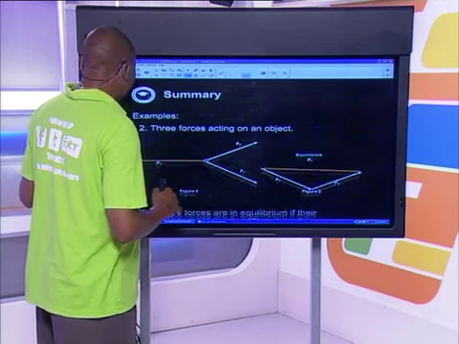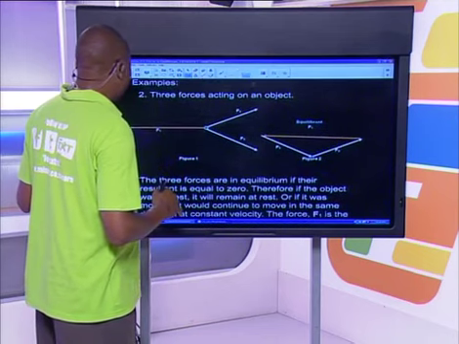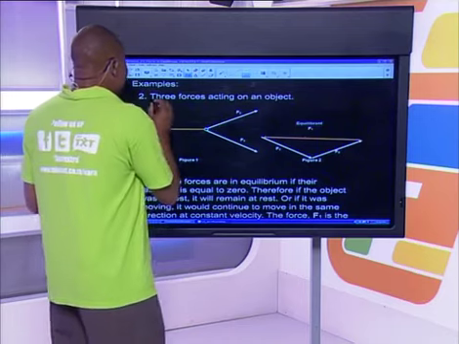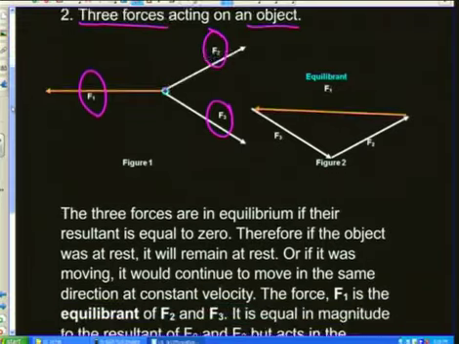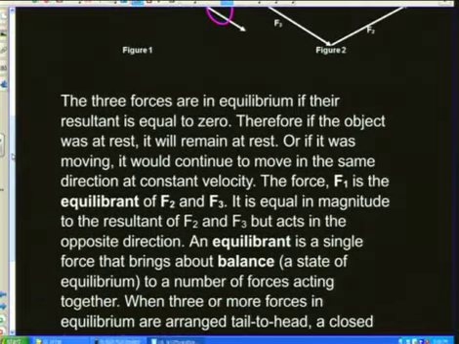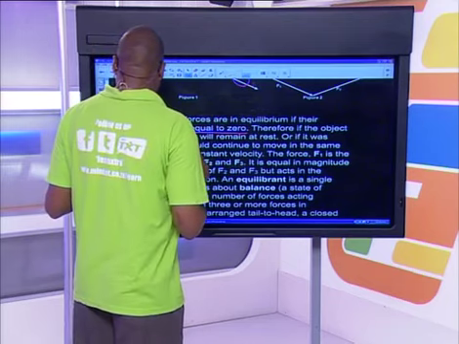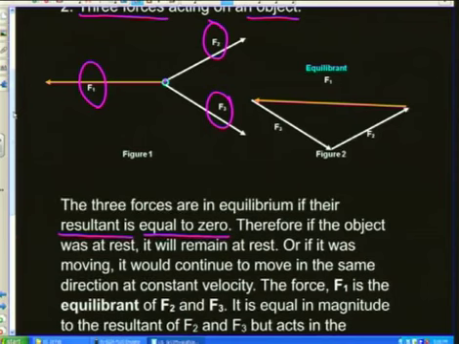Now, continuing with the examples here, let's look at this situation. This time we've got 3 forces acting on the same object. So you've got F1, you've got F3, you've got F2. They're acting on the same object, which is that object there. Okay? The 3 forces are in equilibrium if their resultant is equal to 0. So if their resultant equals 0, in other words, when you arrange them tail to head, if you find a closed figure like this one here, the 3 forces are in equilibrium.